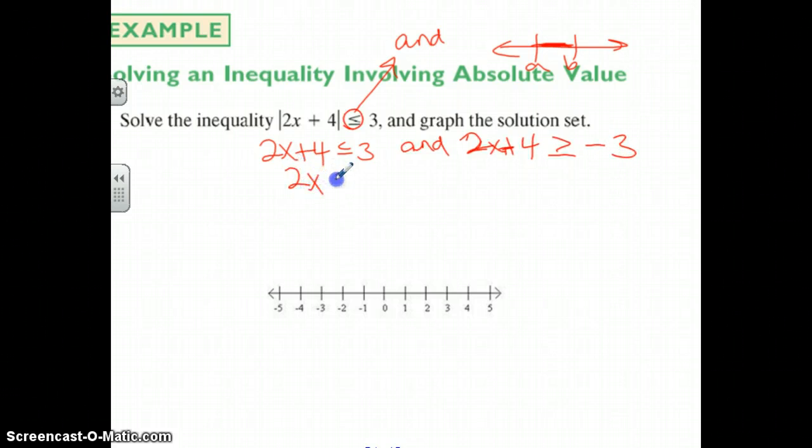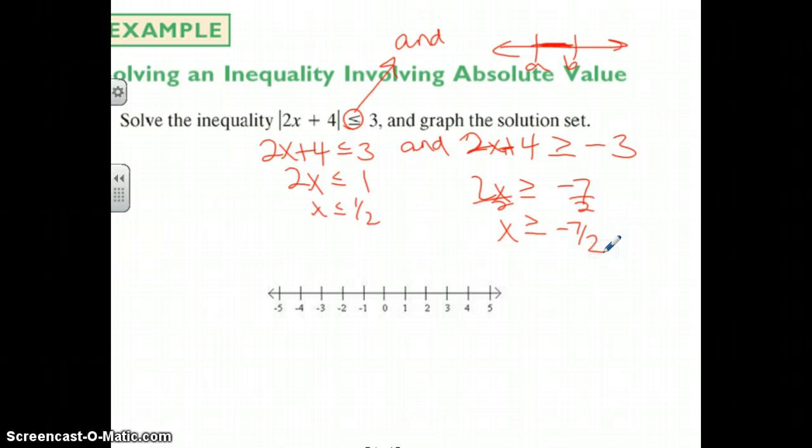So finishing this up, I'm going to subtract off 4. I don't flip the sign when I subtract 4, only when you multiply or divide by a negative. So x is less than or equal to negative 1/2. Subtracting off 4, and x is greater than or equal to negative 7/2. Now I know I have a negative here, but I'm only dividing by 2, so I don't flip the inequality sign.